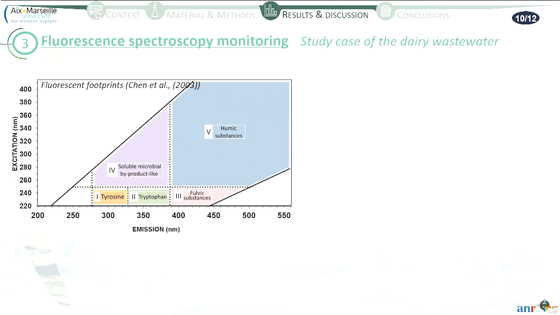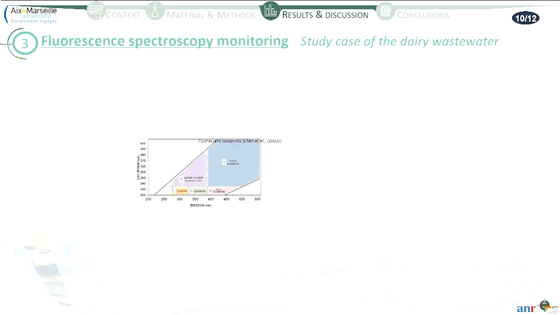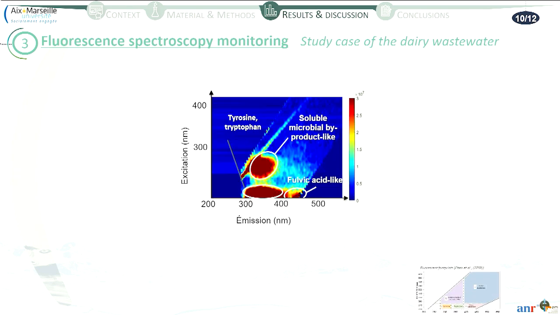So we based our study on the classical cartography from the literature that separates the organic fraction of the pollution depending on its complexity. We have here the humic substances, which are the largest organic compounds, and some of the small proteins at the bottom. So here we have the feed. So it's the dairy wastewater, and we can see that we have fulvic acid-like compounds, some small proteins here and here.